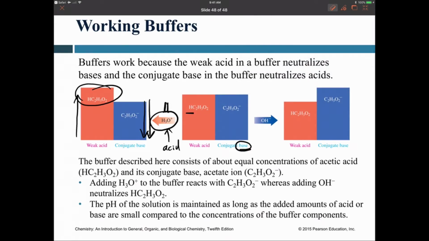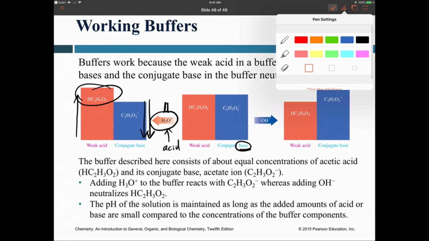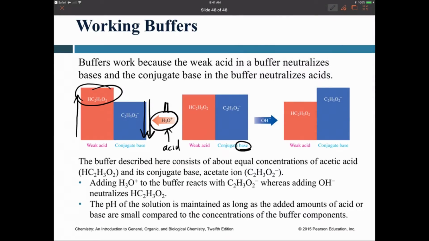Let's clean this up a little bit. Let's go the opposite direction. Now we're going to add base to this. Okay? If we're adding base, the acid will react. When the acid reacts, this concentration will go down, but when this thing here reacts with that thing there, it makes this. So this concentration will go up. And that's what you see. The base goes up, the acid goes down. So far, so good. That's what's happening.